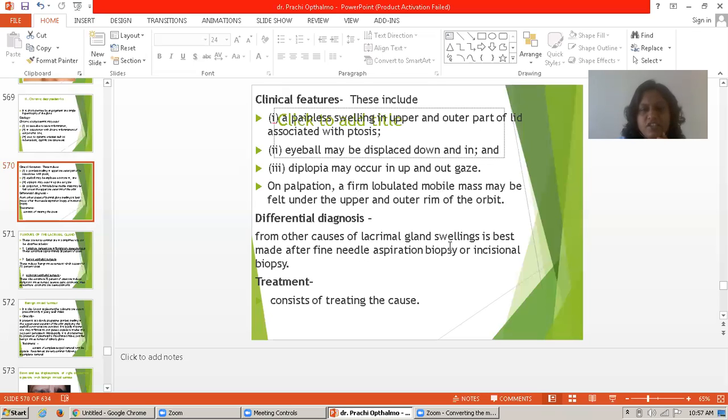The differential diagnosis from other causes of lacrimal gland swelling is best made after fine needle aspiration biopsy or incisional biopsy. The treatment consists of treating the cause, which is the main treatment of chronic adenitis.